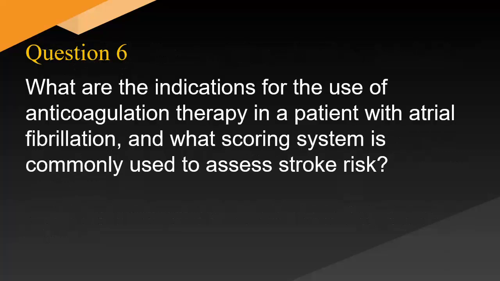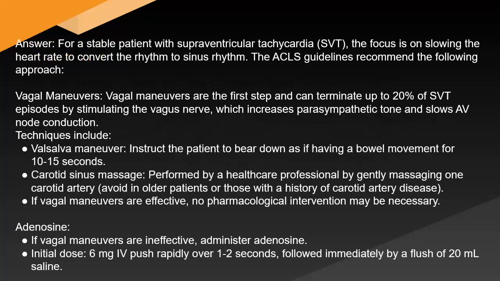What are the indications for the use of anticoagulation therapy in a patient with atrial fibrillation, and what scoring system is commonly used to assess stroke risk? Answer: for a stable patient with supraventricular tachycardia (SVT), the focus is on slowing the heart rate to convert the rhythm to sinus rhythm. The ACLS guidelines recommend the following approach: vagal maneuvers.